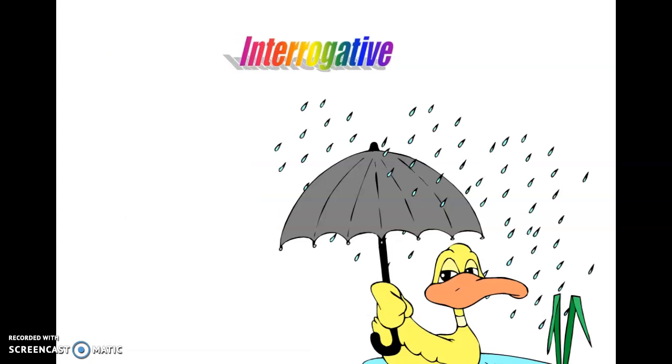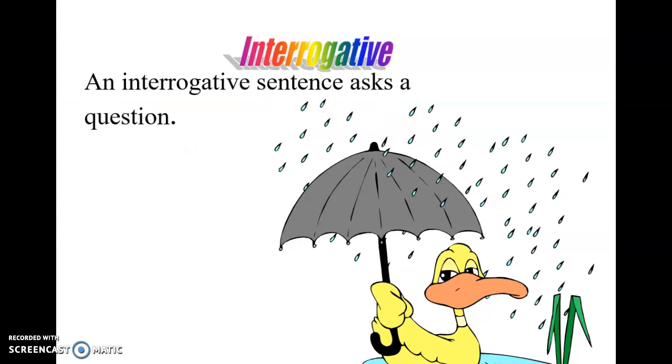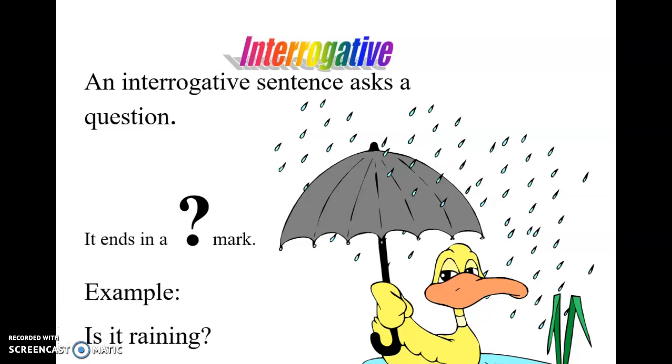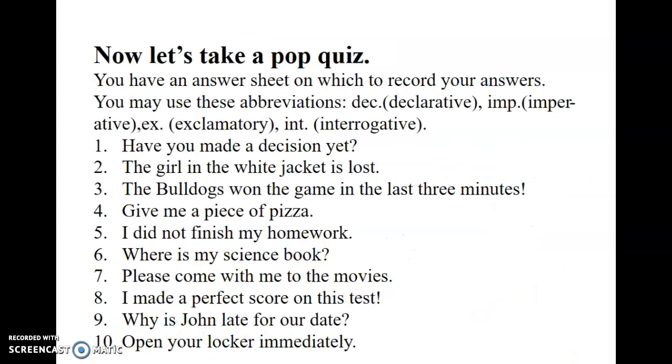Alrighty, and the last sentence we're going to talk about is the interrogative sentence. An interrogative sentence basically asks a question. So kind of think of the term interrogate. When you interrogate somebody, you're questioning them. You're asking about specifics of a topic. So an interrogative sentence asks a question, and of course, since it is asking a question, it ends in a question mark. An example: is it raining? Or how are you feeling today?